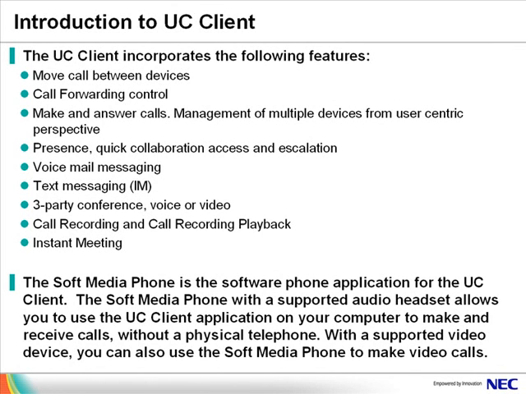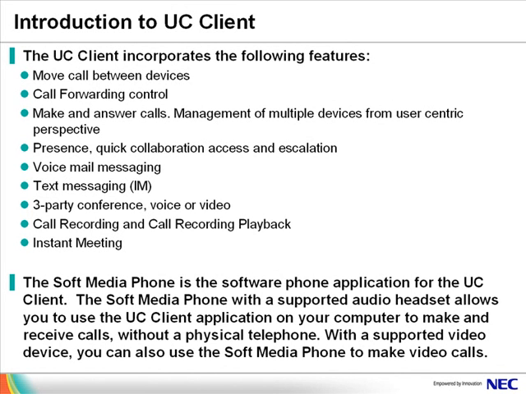It allows you to see when you have voicemail in your voicemail box by giving you an indication on the UC client. Of course, it allows you to do instant messaging. It allows you to do three-party conferencing, both on voice and for video calls, from your soft media phone or from an external SIP phone that your UC client may be controlling. As I mentioned, call recording and recording playback. Instant meeting, which is a way to instantly start a web collaboration session using the 3C Collaboration Meeting Manager.